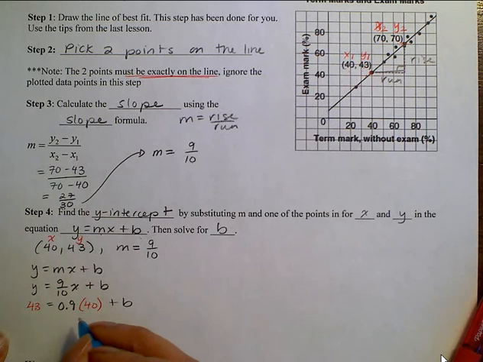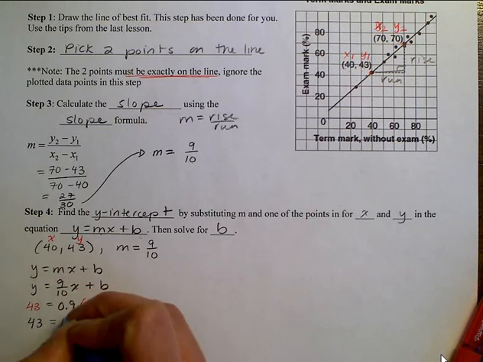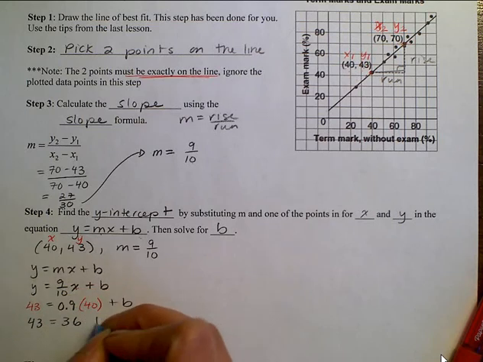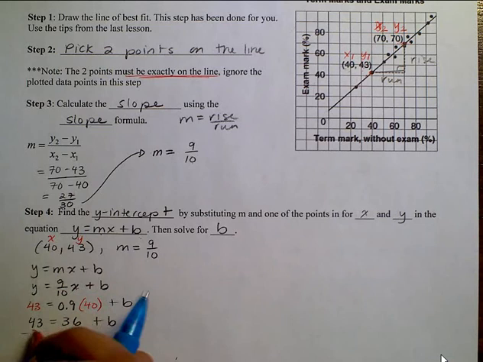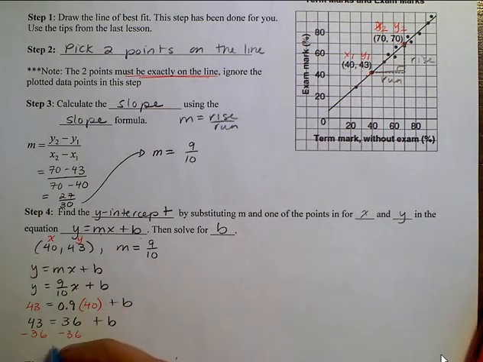So I'm going to start by multiplying the 0.9 times 40. 0.9 times 40 is 36. So we have 43 is equal to 36 plus b. And I'm trying to isolate the b, so I need to subtract 36 from both sides. 43 minus 36 is 7. And that's my value for b.